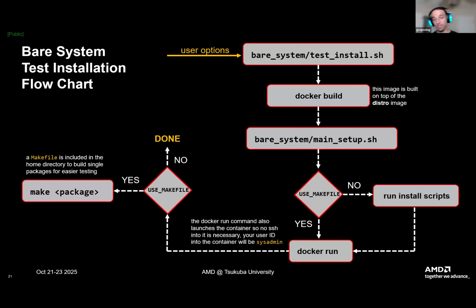You can run each script separately just by doing make and then the name of the package you want to install. If you don't set use makefile, then main setup will install all the scripts, or install all the software running the scripts, and then you'll be on the image where the software is already installed.